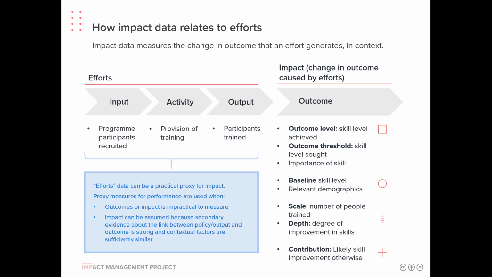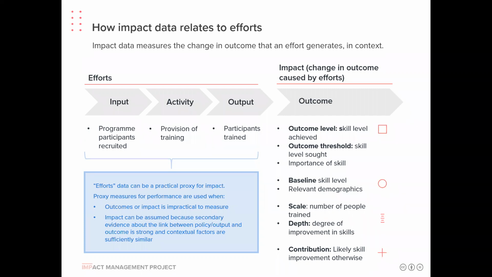It's just, in reality, it can be impractical, or indeed the evidence base can be so strong about the link between the output and the outcome, and the contextual factors can be so well understood, that one can absolutely use a proxy with confidence. There aren't as many cases as one would like where that is the case, but it's really important to acknowledge that there are cases where there are very good reasons for using proxies. It's not just to do with what's practical. So that's how impact data relates to efforts, and also a comment on how the world of ESG relates to this, which is that they are inextricably linked.